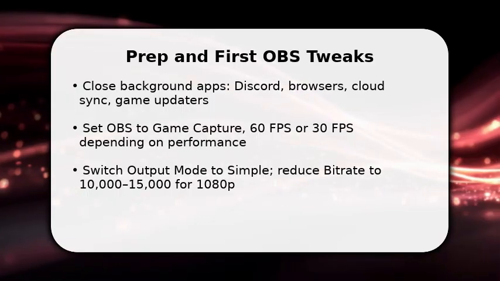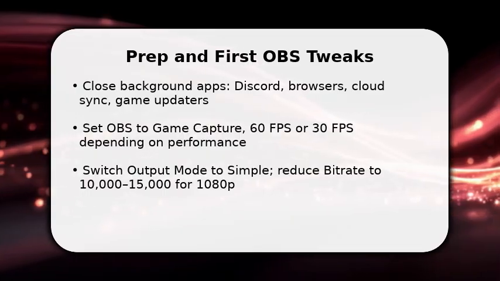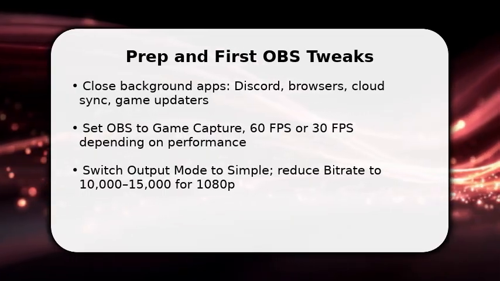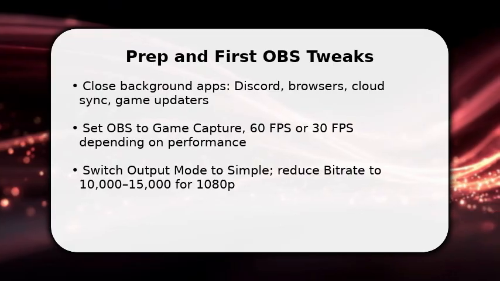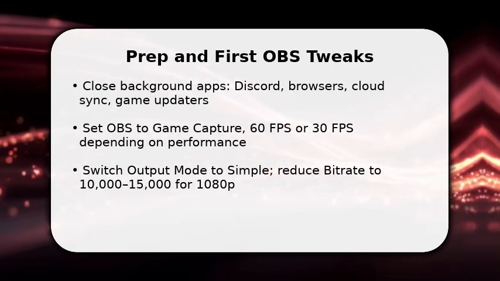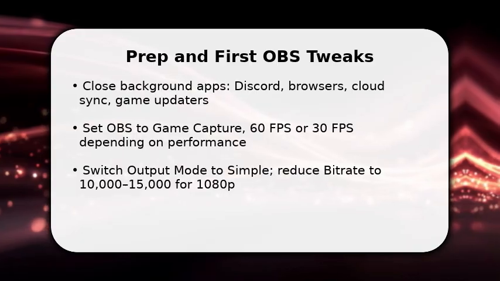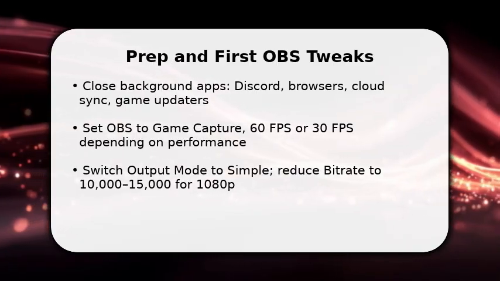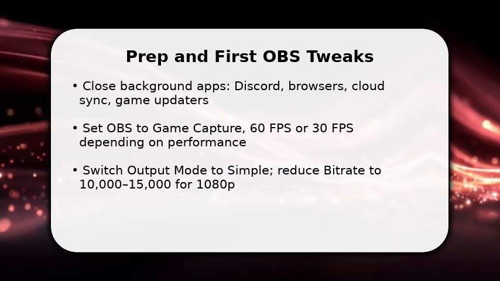You start by clearing system interference. Close heavy apps and pause backups so CPU and disk are free. Next, open OBS and choose Game Capture to reduce overhead. Select 60 FPS only if your GPU handles it, otherwise pick 30.